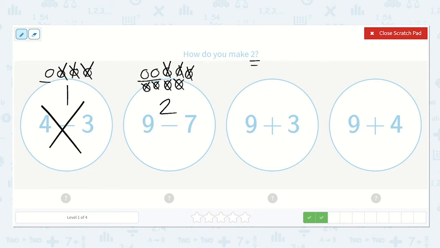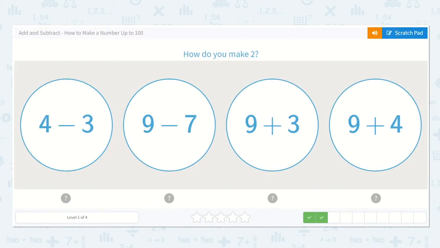All right, let's just check into our other ones. 9 plus 3. Well, 9 is already plenty more than 2, and then we are adding more, so I know this is not the correct option. Same with this one. This number is already more than 2, so if we were adding to it, we know that it is not the correct option either. So this is the correct answer.